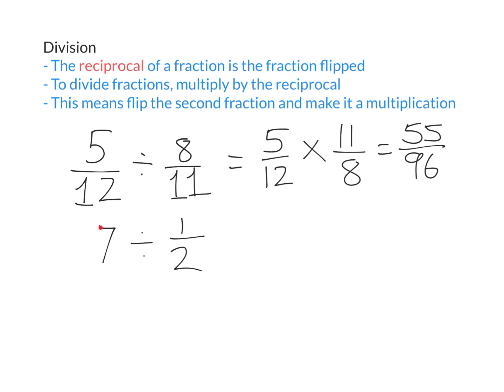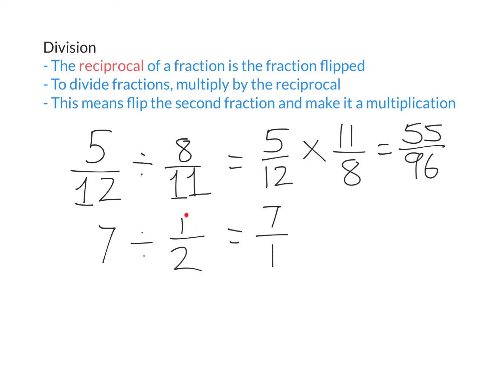So what about 7 divided by 2? Well, on the previous slide, I said if you have a whole number, you just write it over 1. 7 and 7 over 1 are the same thing. So I have 7 is equal to 7 over 1. I haven't changed the first number.